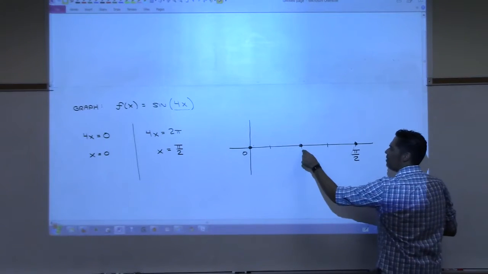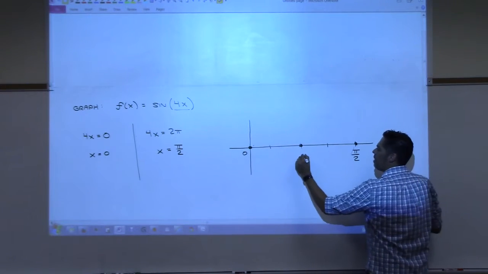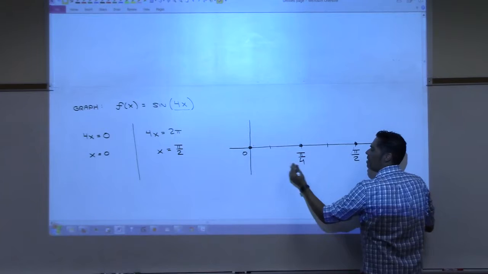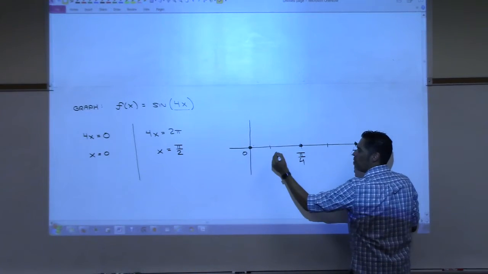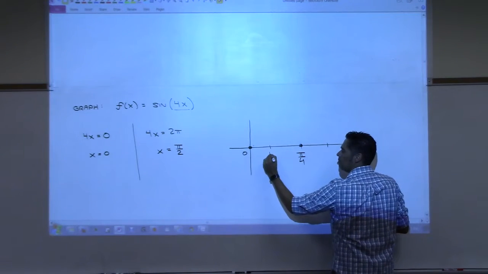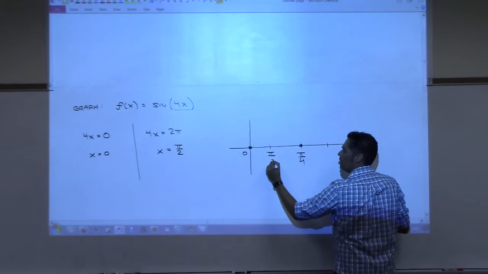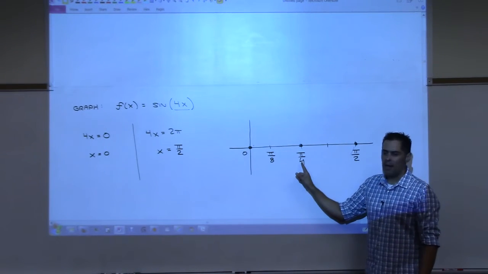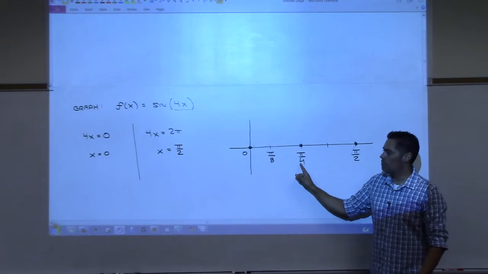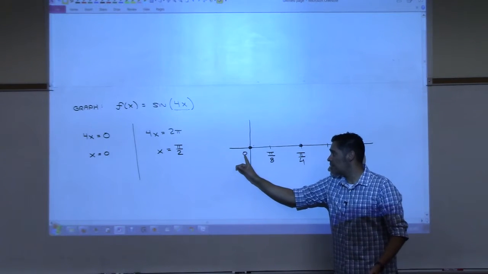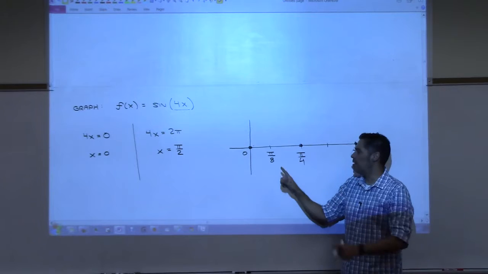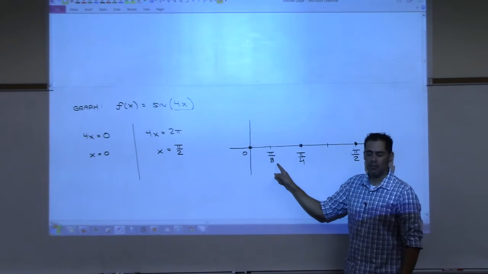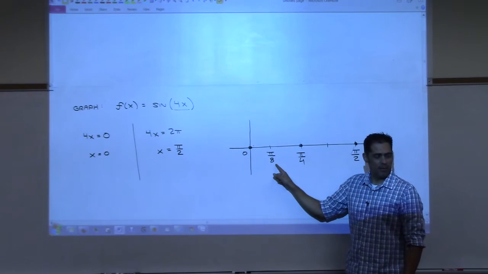So what was the point right here? This is pi over 4. That's halfway between here and here. What's the point here? Pi over 8. You're taking this and dividing it by 2, basically. If you want, you could say I'm taking this and this, adding them, and then dividing by 2, you should get pi over 8. Is that all right?